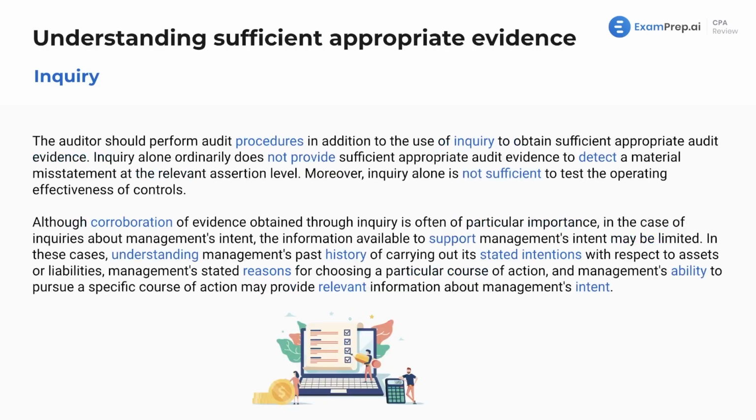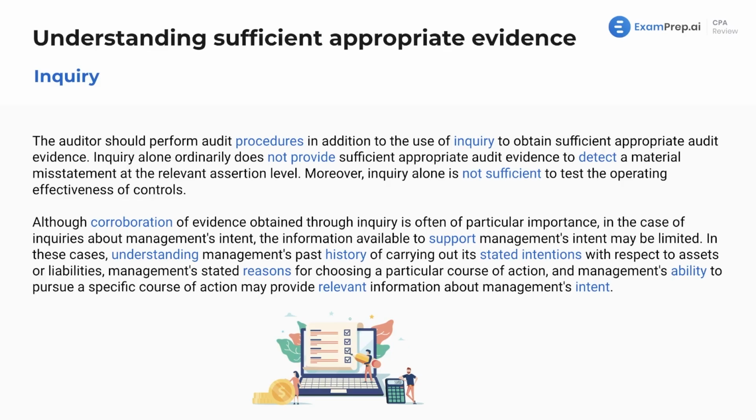The auditor should perform audit procedures in addition to the use of inquiry while we are inquiring. And we have the management representation letter. If we could just trust that, we wouldn't actually have to do anything. But in addition to asking questions and having people give you responses, you actually need to do other procedures. Shocker, right? So inquiry alone does not provide sufficient appropriate audit evidence to detect a material misstatement.